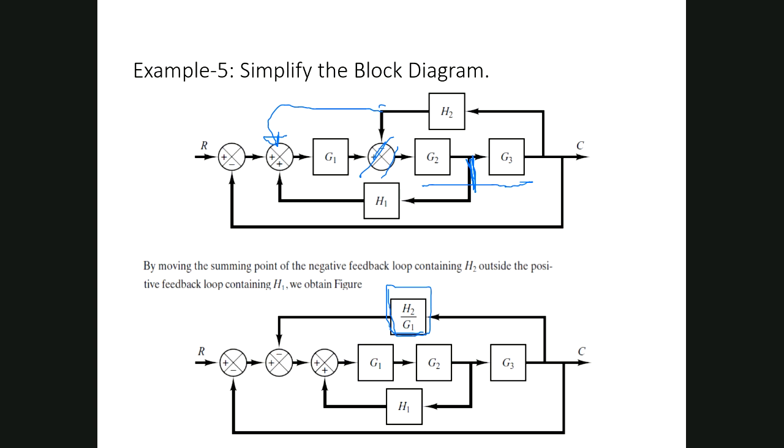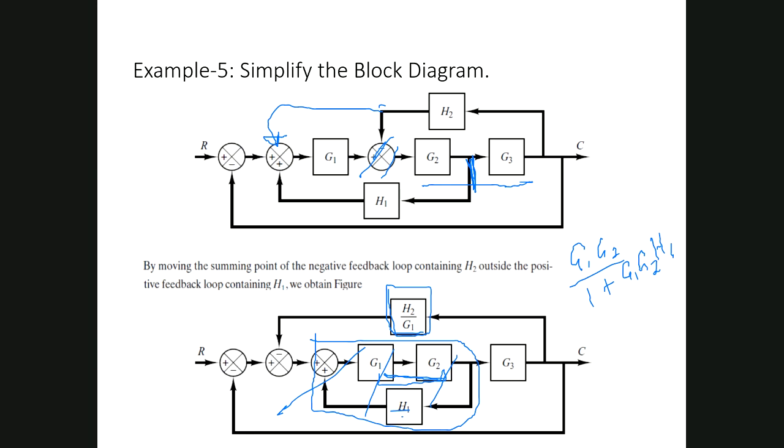Because we moved it there. That means we have G1 in cascade with G2, and then feedback. So you see we can simplify this as G1 times G2 over 1 plus G1 times G2 H1. Yes, so that can replace this whole thing.